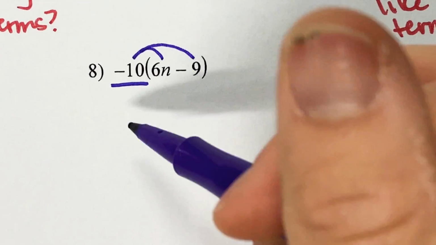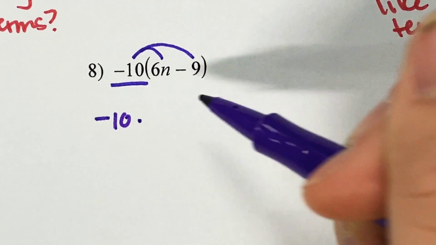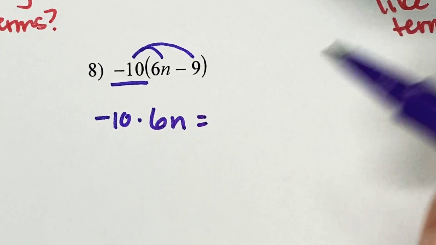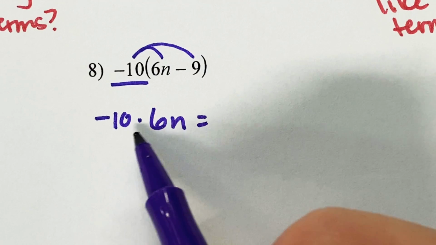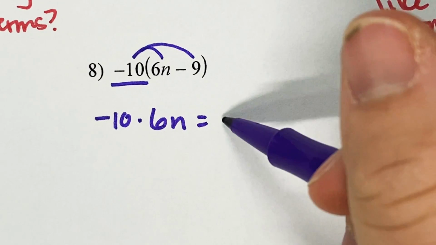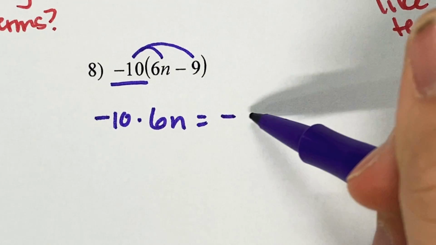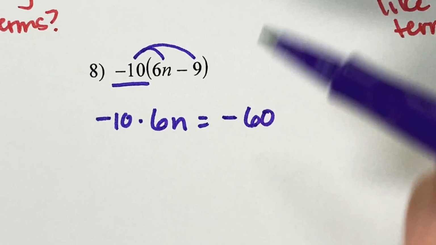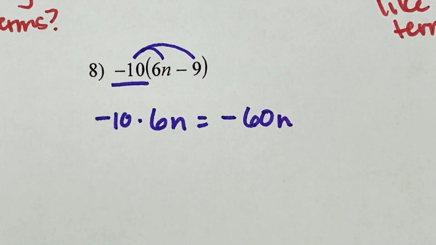So let's take negative 10, multiply by our first term, which is 6n. Okay, so what is negative 10 times positive 6? That's going to give me a negative. Okay, 10 times 6 is 60. And then there was 1n being multiplied, so just 1n, negative 60n.